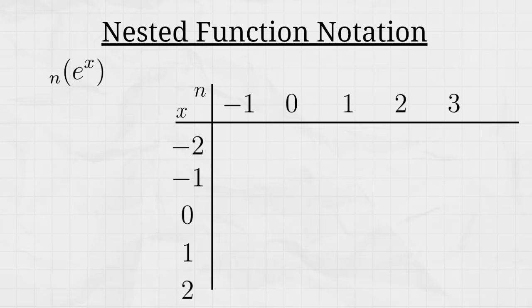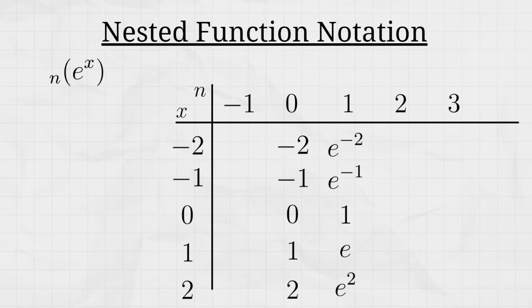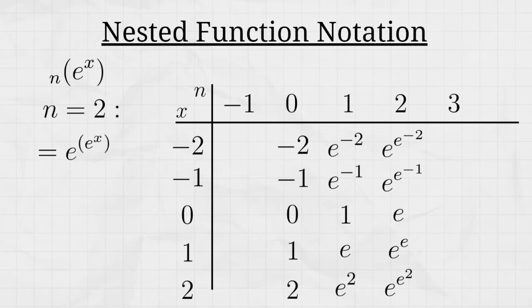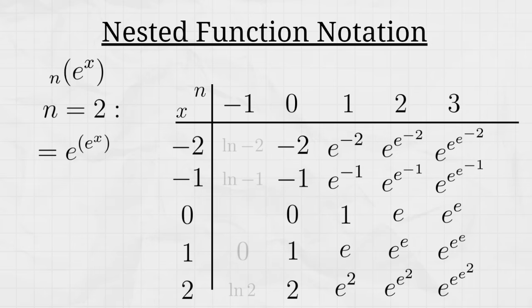Using the rules we just found, we know that n equals 1 is just e to the x, and n equals 0 just gives x, so we can fill those ones in just like that. Now, for n equals 2, nesting e to the x inside itself just gives e to the e to the x. I'm going to put it in the table in this form, just so we can see the pattern more easily. For n equals 3, we just have an extra e in the power tower. Starting to look familiar? Alright, now we also learned that moving back an n is the same as taking the inverse of the original function, which in this case is the natural logarithm of x. So for n equals -1, we just get ln of -2, ln of -1, and so on.